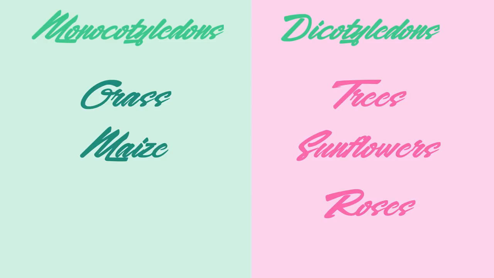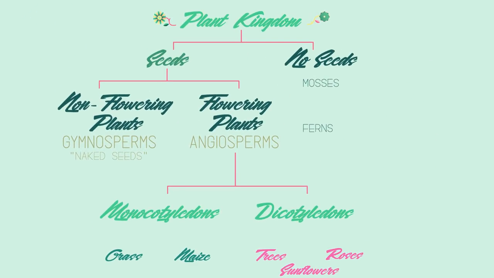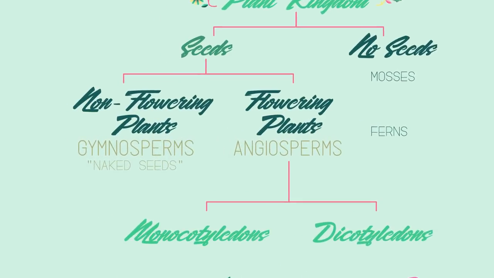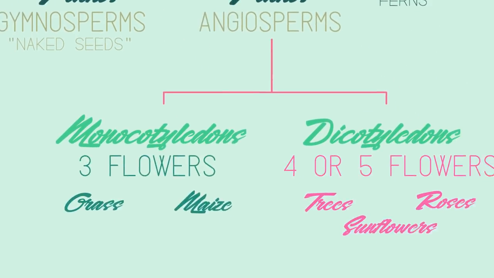So there we have some of the ways plants are classified. You need to remember that non-flowering plants are called gymnosperms and have naked seeds. And then flowering plants are called angiosperms, which can be separated into monocots and dicots.